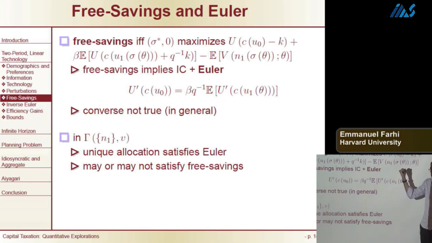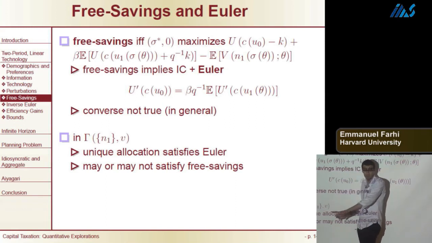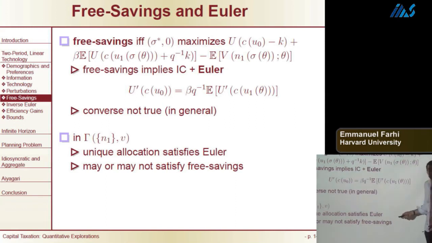So there's a unique one that's going to satisfy the Euler equation. There's a unique one that's going to satisfy the inverse Euler equation. The one that satisfies the Euler equation may or may not satisfy free savings. If it doesn't, it means that there's no consumption allocation that implements this labor allocation and this level of utility that satisfies free savings. Okay, so it's a restriction.